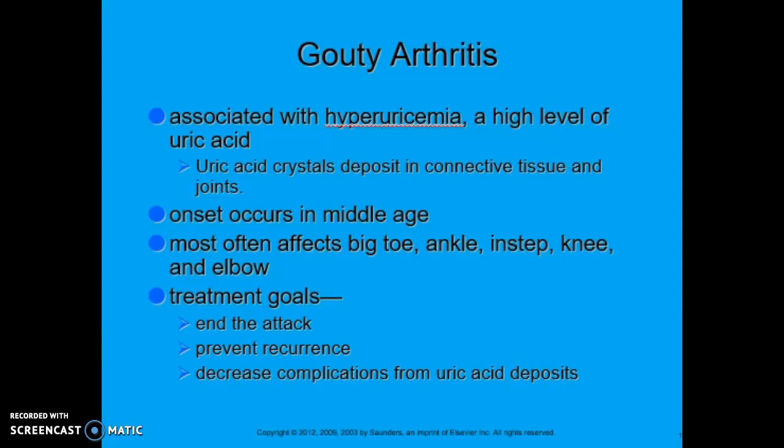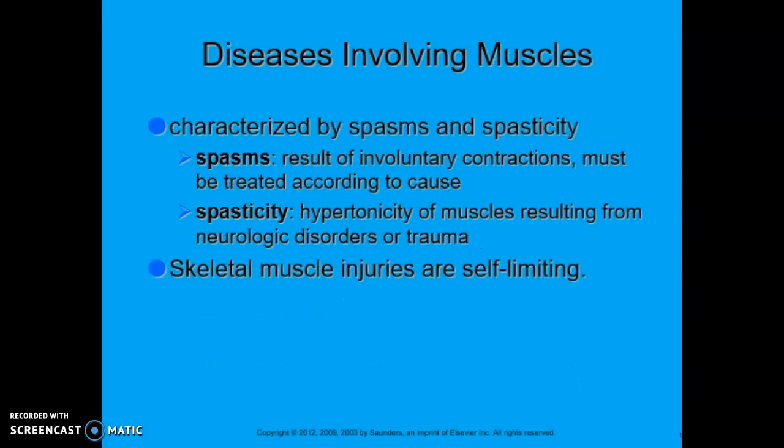The onset usually occurs in middle age, most often affecting the big toe, ankle, instep, knee, and elbow. In treatment, the goals are to end the attack, prevent recurrence, and decrease complications. Oatmeal, red meat, tomatoes, alcohol, shellfish, cheese, and fatty foods should be avoided by patients with gout. Some indications of gout are acute pain, swelling, redness, warmth, and tenderness in joints.